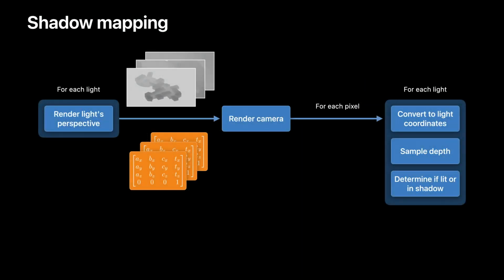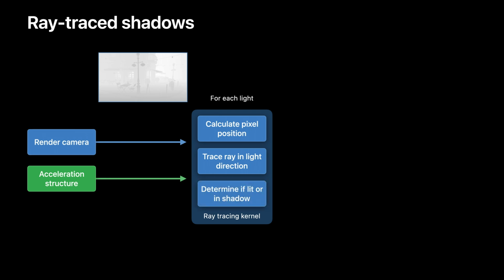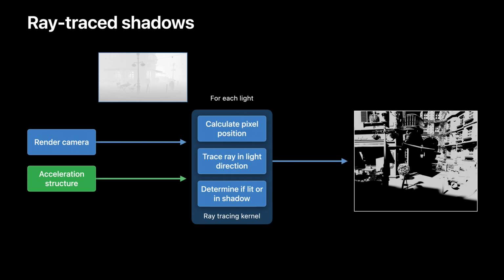Let's see how our shadow technique is simplified with ray tracing. We start by rendering from the main camera. Next, we take the acceleration structure and the depth map rendered from the camera's position and feed it into our ray tracing kernel. Calculate the pixel position, and then we simply trace a ray in the light's direction. From this, we determine if the point is lit or in shadow, depending on whether an intersection was found with an occluding object. This process produces a shadow texture that we can then combine with our render pass results to get the final image. Let's look at how to code a Metal shader to do this.